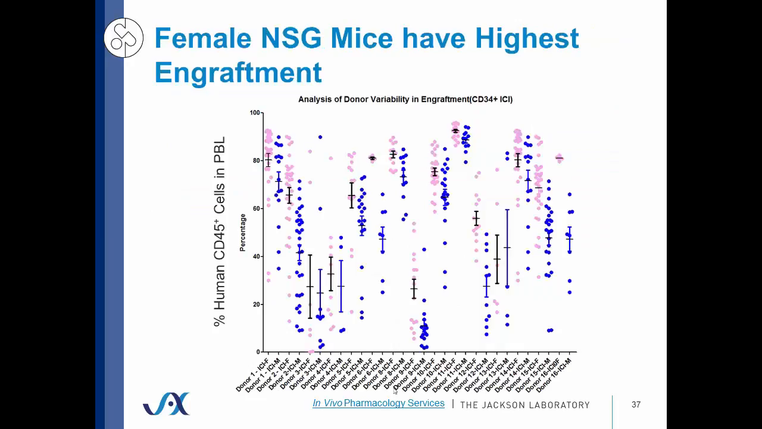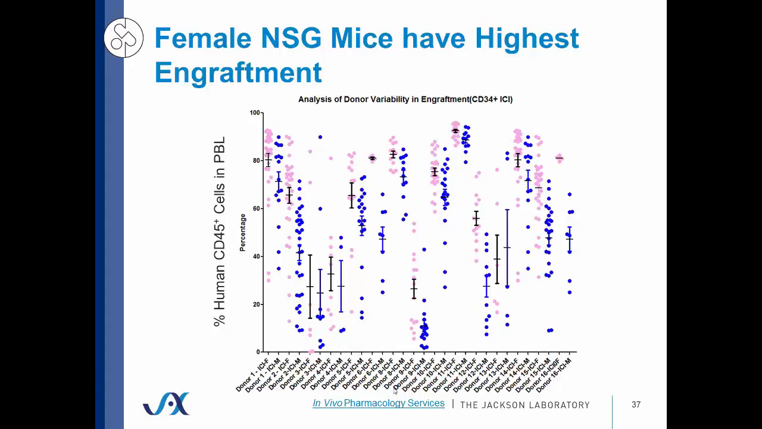So this particular slide shows a couple different things. First, as I mentioned earlier, female recipient NSG mice seem to engraft slightly better than male recipients. Along the x-axis, we're looking at multiple donors of CD34 cells, and each donor population, donor 1, 2, 3, 4, etc., was used to engraft either a group of female NSG mice or a group of male NSG mice. Female recipients are shown in pink, male are shown in blue. In this side-by-side comparison, you can see that on average, the female recipients have slightly higher levels of engraftment.